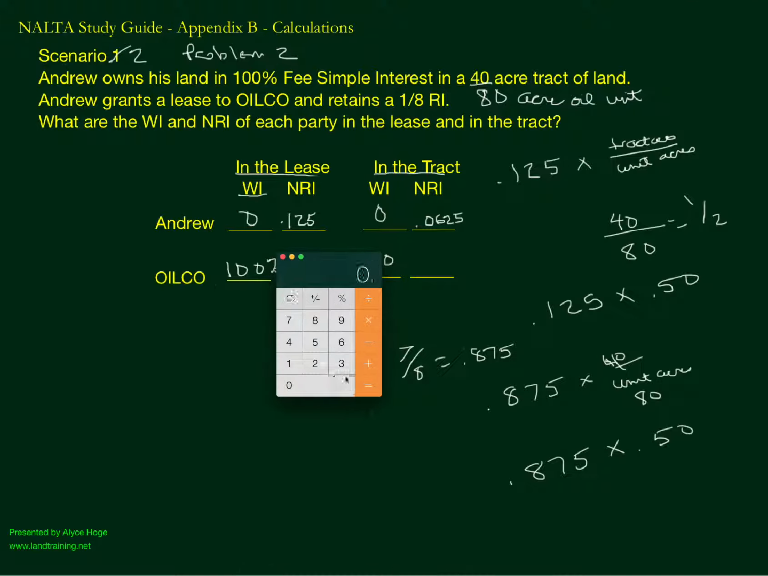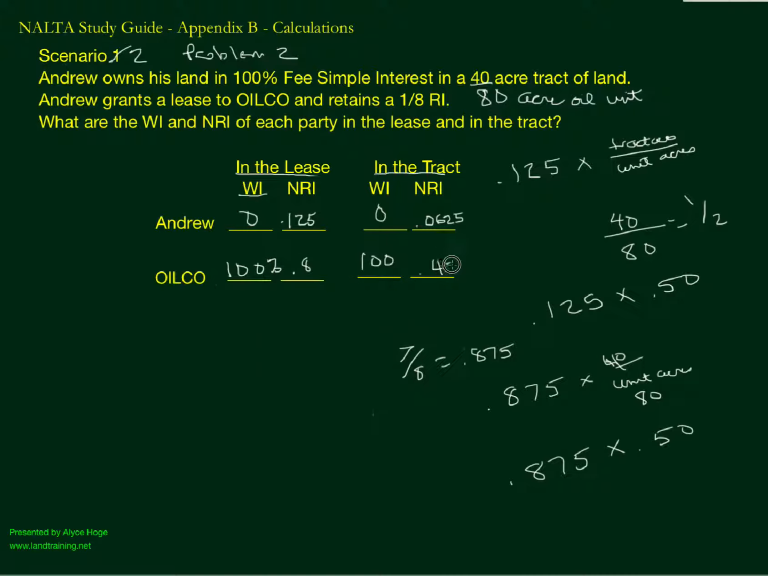And that's going to be 0.875 times 0.5. And that is a 0.4375. So that is the correct interest for problem 2.